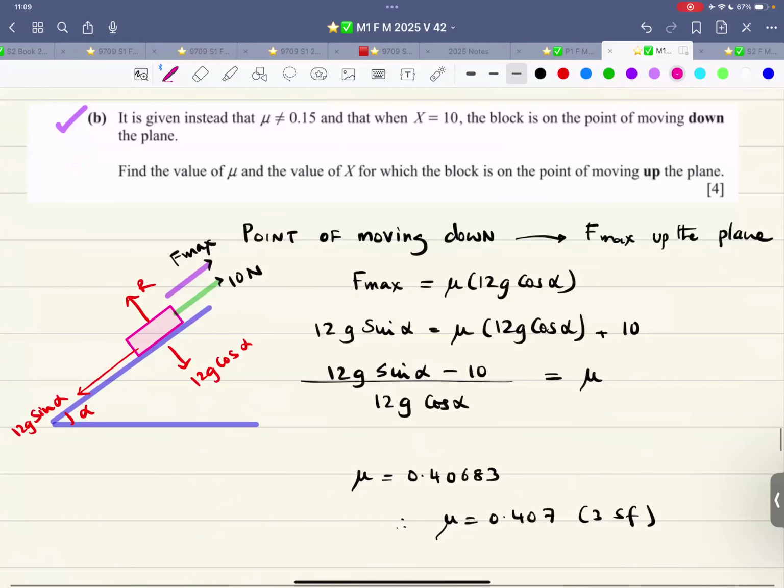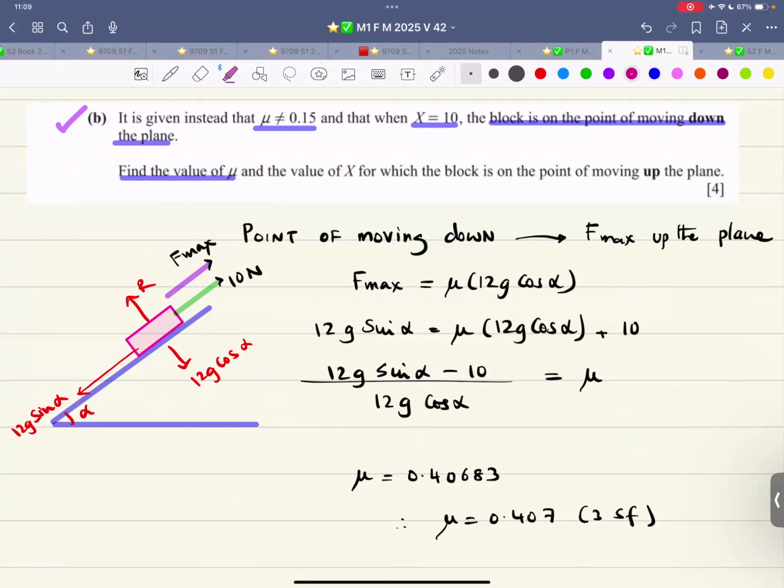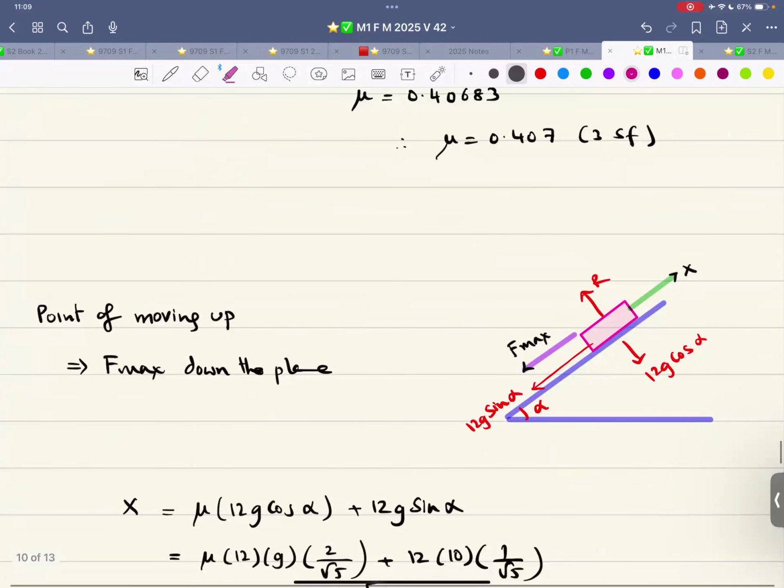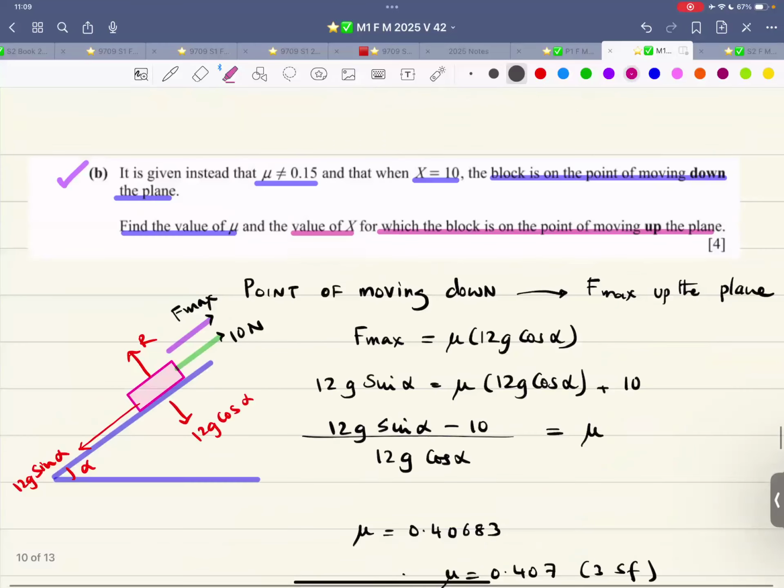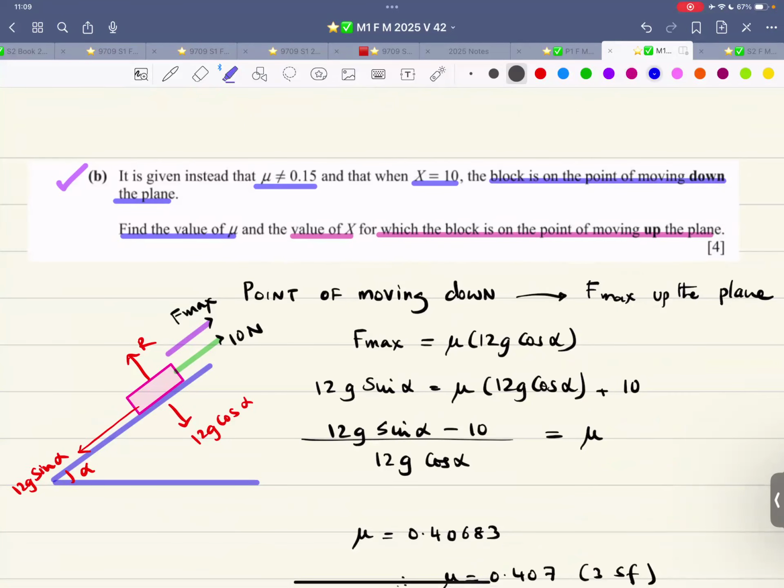The next one, it is given instead that, let me underline this, mu does not equal 2.15. Do not use the previous value. And X is 10, the block is at the point of moving down the plane. Find the value of mu. That is the first part. And then it says the value of X for which the block is on the point of moving up the plane. So basically, this thing over here, that is this part. And this thing over here, let me highlight it a bit. That is this part.